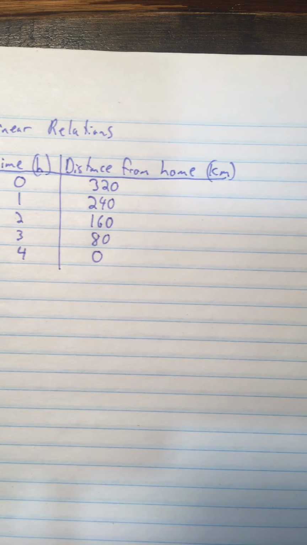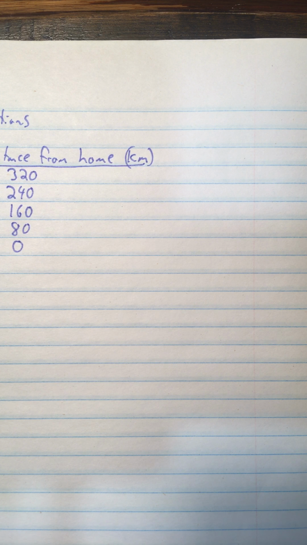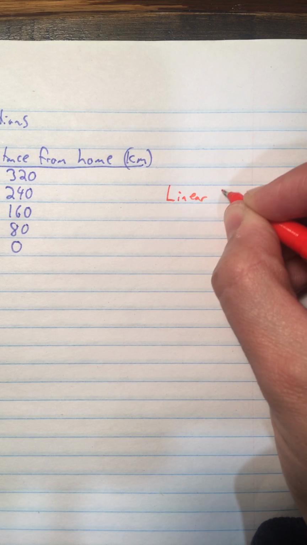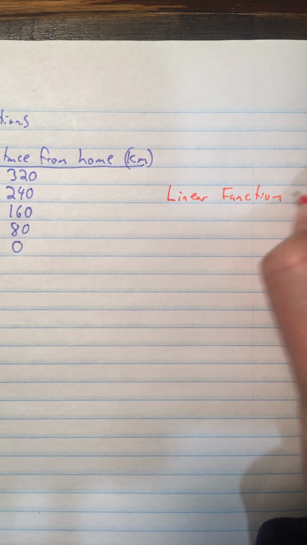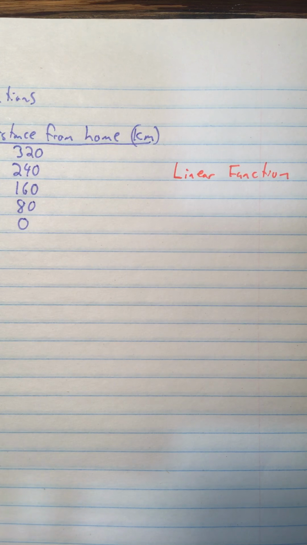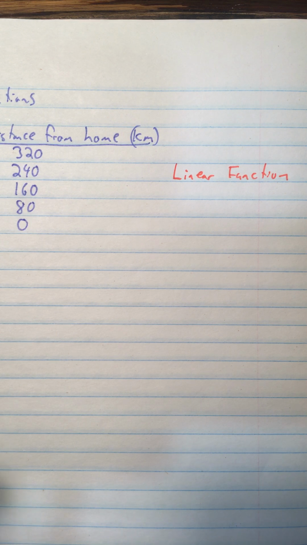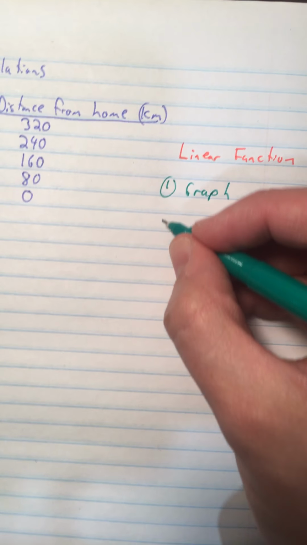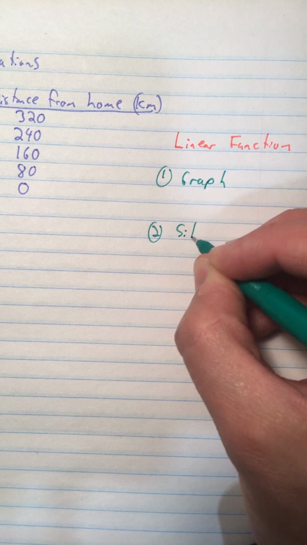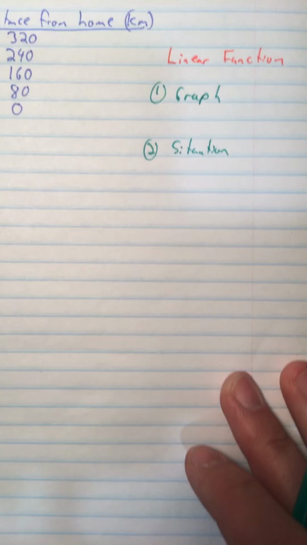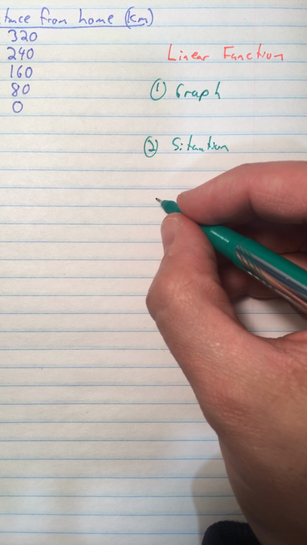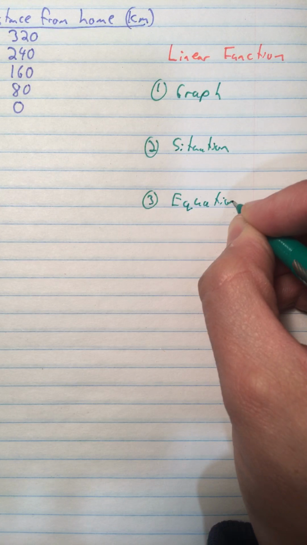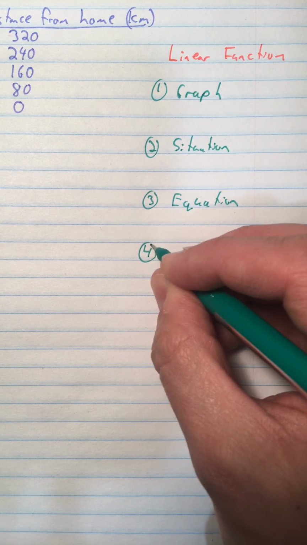So let's take a look at the characteristics of a linear function to begin with. So we have here the linear function. And we know we have 4 different ways to represent our linear function. We have a graph, we have a situation, we have an equation, and we have a table of values.